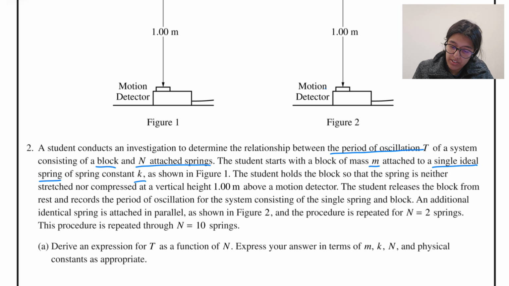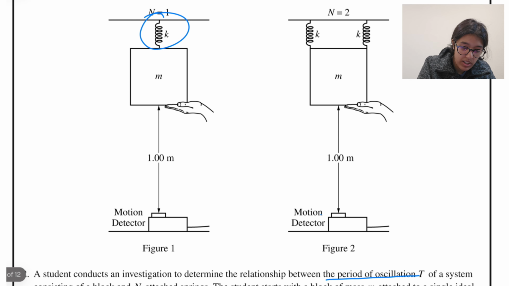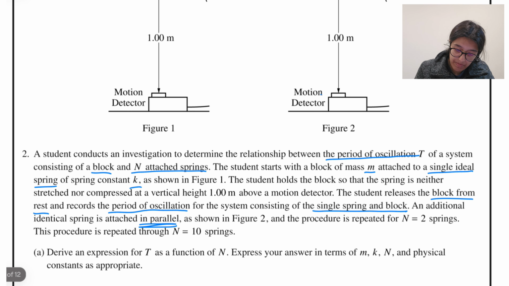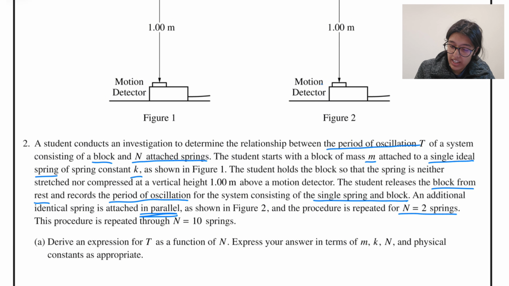The student holds the block so that the spring is neither stretched nor compressed at a vertical height of 1 meter above the motion sensor. The student releases the block from rest and records the period of oscillation for the system consisting of the single spring and block. An additional identical spring is attached in parallel, as shown in figure 2. So here there was just one spring, and now here are two springs in parallel. And the procedure is repeated for n equals 2 springs. The procedure was essentially just releasing the block from rest and then recording the period of oscillation. The procedure is repeated through n is equal to 10 springs.